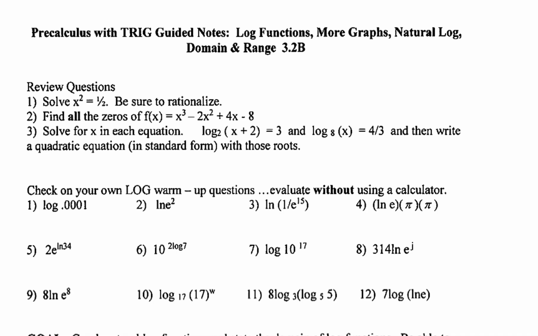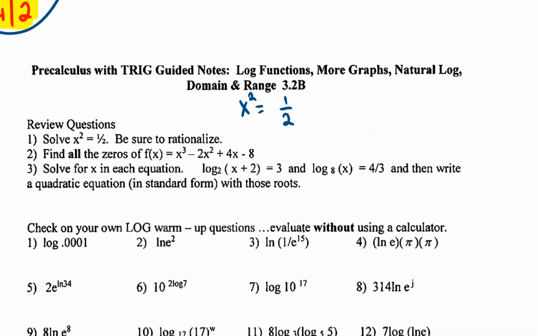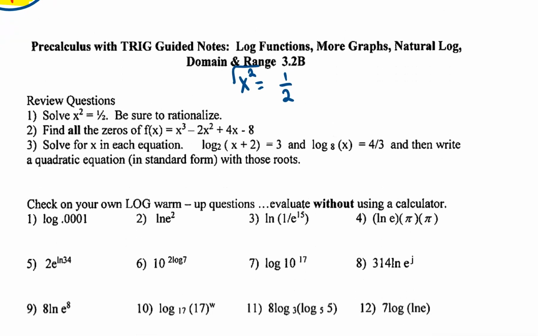Alright, so on number 1, we're supposed to solve for x. I'm going to rewrite this over here. We have x squared equals 1 over 2. We need to get x by itself, so we need to get rid of the squared. The opposite of squaring is square rooting. So that's what's going to get rid of the squared. Whenever we solve by square rooting, we need to put a plus or minus in front. So x is going to equal plus or minus the square root of 1 over 2.